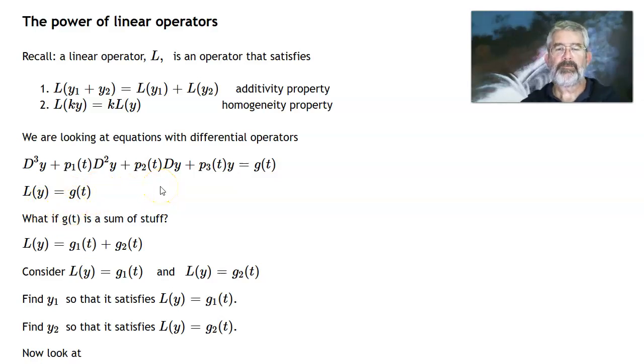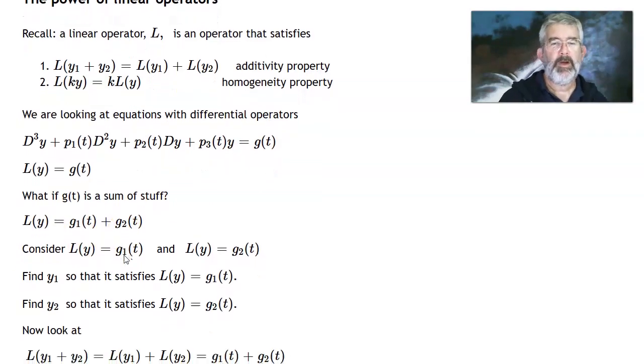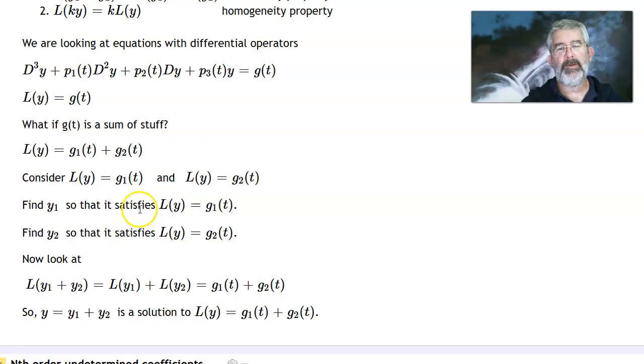Now, what we need to look at next, and this is why we're doing this, is that in many of the problems that we're about to do, g of t is not just a simple function, but maybe it's a sum of some things. Okay. So I might have a differential equation that looks like this, where you've got a sum of two things over here. What this allows us to do is say, let's look at two simpler differential equations. Let's look at just L of y equals g1 and L of y equals g2.